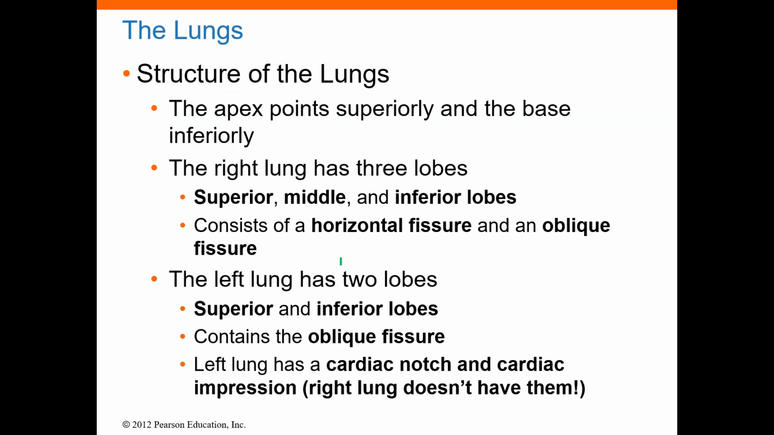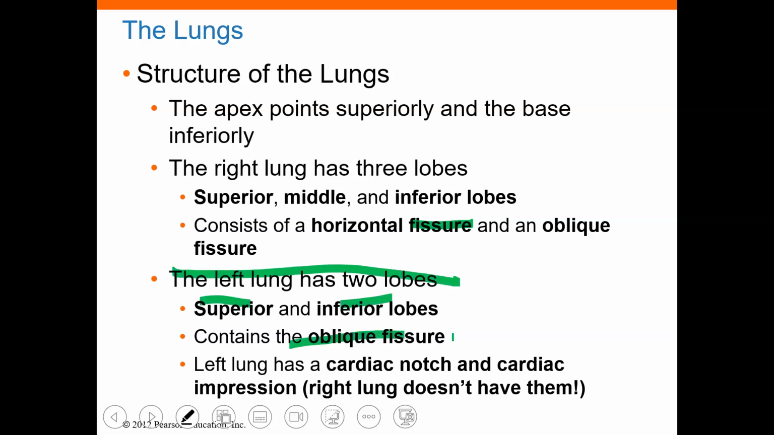All right, right lung has 3 lobes. Superior, middle, and inferior, as we saw, it consists of the horizontal fissure and an oblique fissure in between them. So fissure is just a deep crack separating those. The left lung has 2 lobes, superior and inferior lobe, with the oblique fissure separating the 2. The left lung has a cardiac notch and cardiac impression. Right lung doesn't have that. Okay, so left lung is getting the cardiac notch and cardiac impression because of the heart.